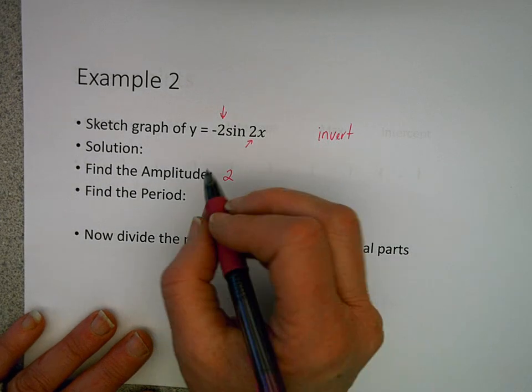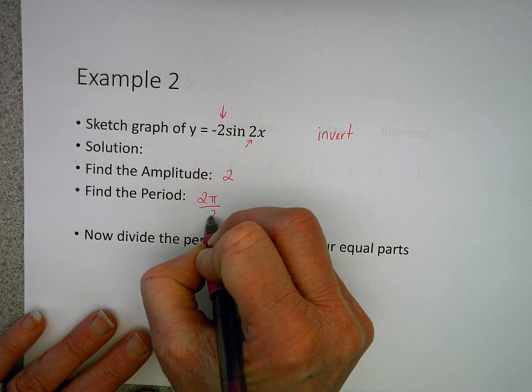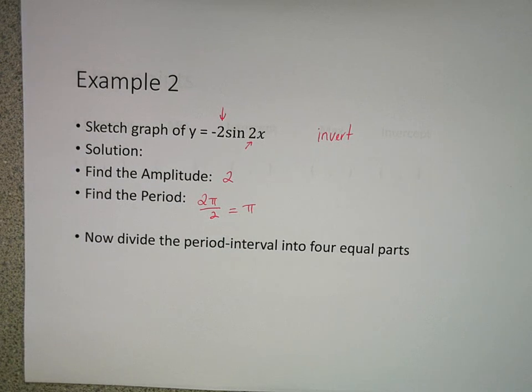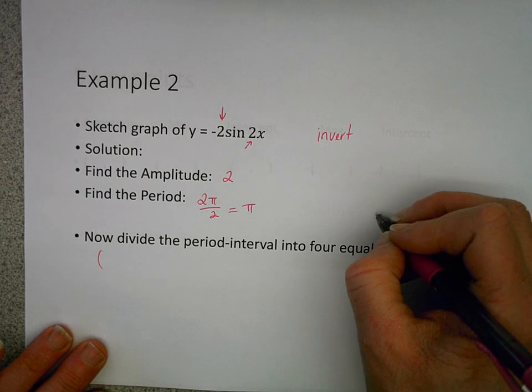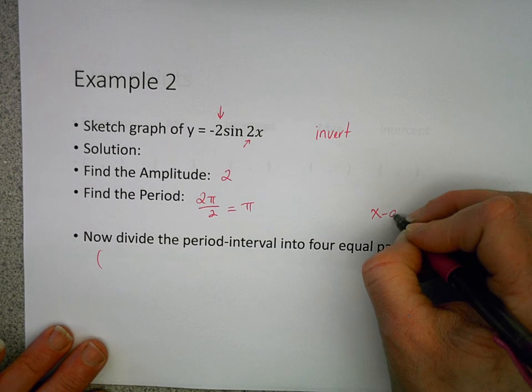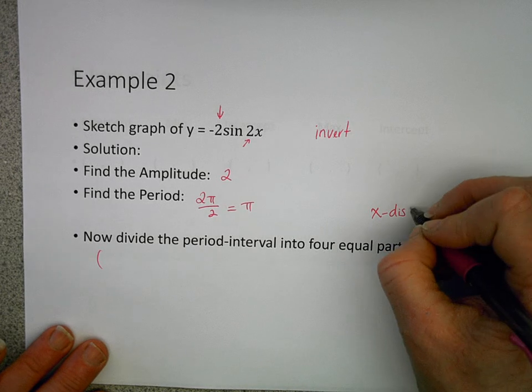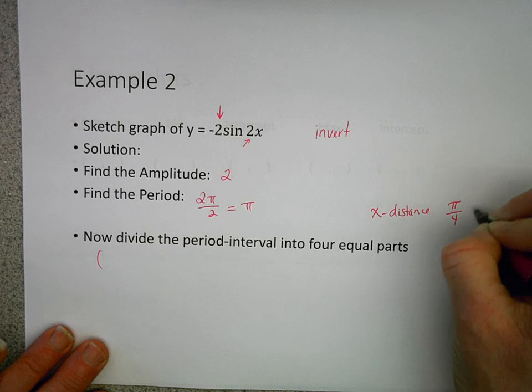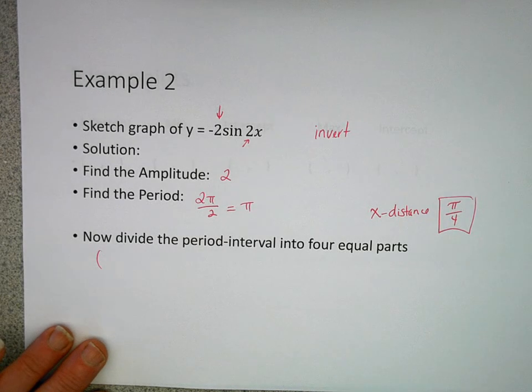My period is 2 pi divided by b, which is pi. So that means my fifth point is going to end at pi. This is also a sine graph, so I'm going to divide that into 4 equal parts. So the x distance is pi divided by 4. It's also called your counting index.